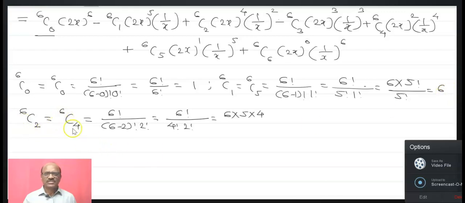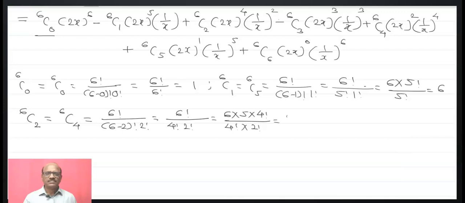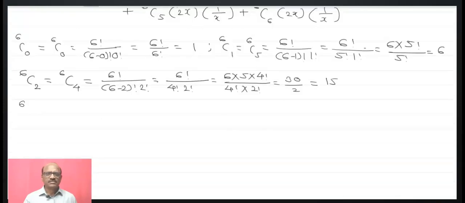6C2 is equals to 6C4. That is 6 factorial upon 6 minus 2 factorial into 2 factorial. 6 factorial upon 4 factorial into 2 factorial. And its value is that is equals to 15.